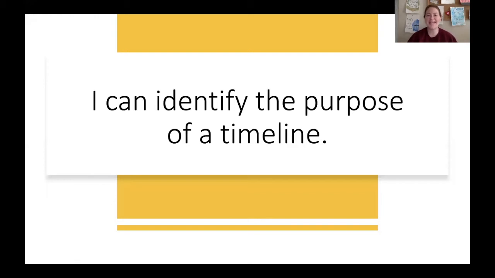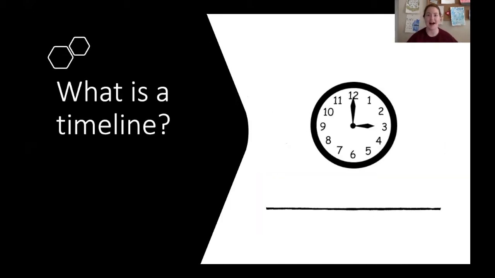Hi, first grade. Today we are going to be learning about timelines. Our target says, I can identify the purpose of a timeline. Now, you might be thinking, Miss Lime, what is a timeline?